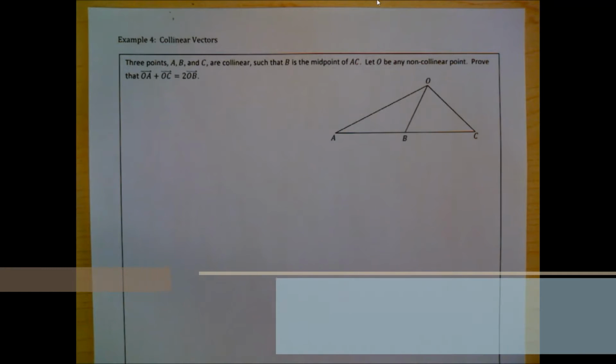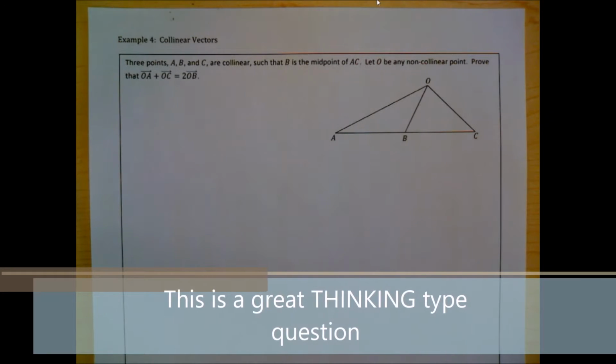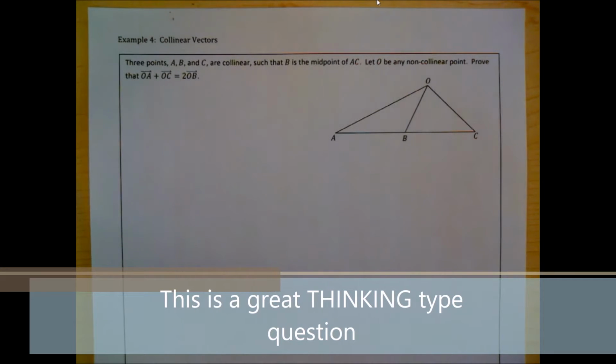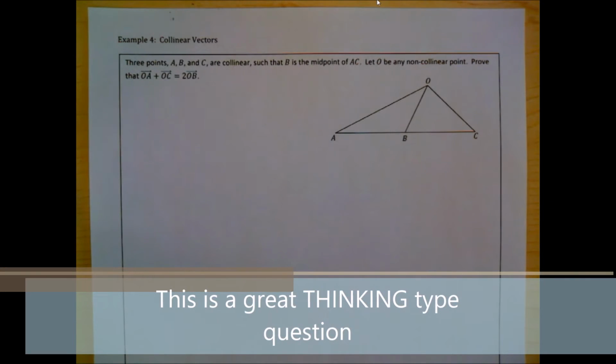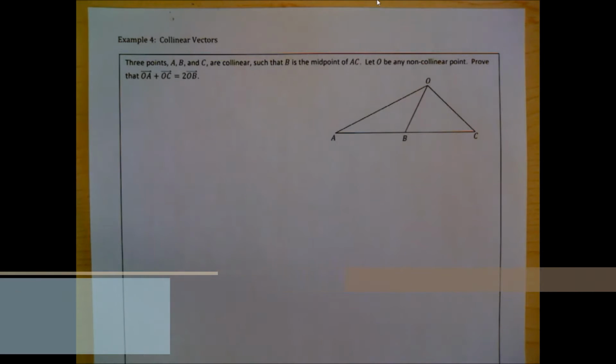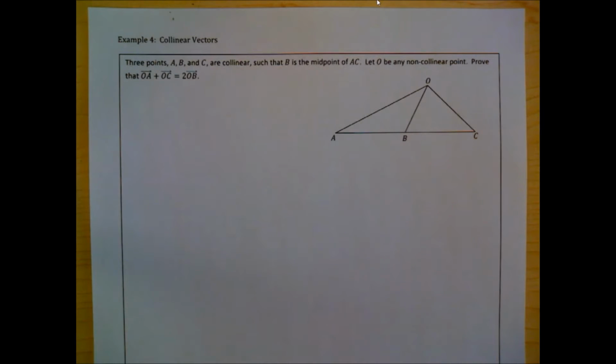Welcome back to Unit 6, Geometric Vectors, Lesson 3, multiplying a vector by a scalar. We're going to finish off with example 4. That's probably my favorite question. It's a nice, almost thinking question. In fact, if you look at the homework, there's actually a question like this, but actually the opposite, stating the opposite. So it says here, 3 points A, B, C are collinear, such that B is the midpoint of AC.